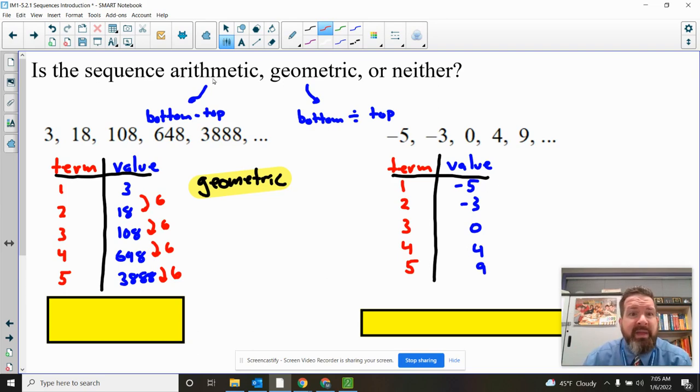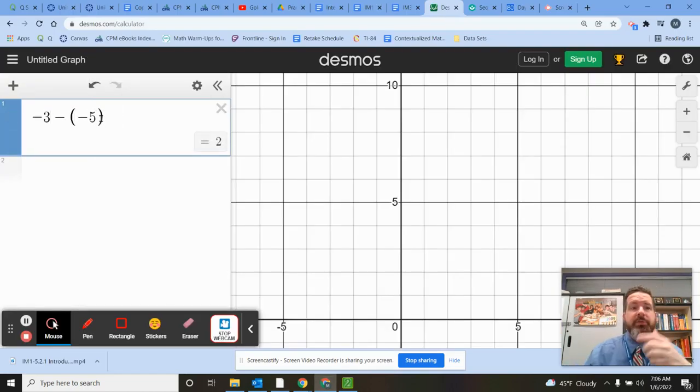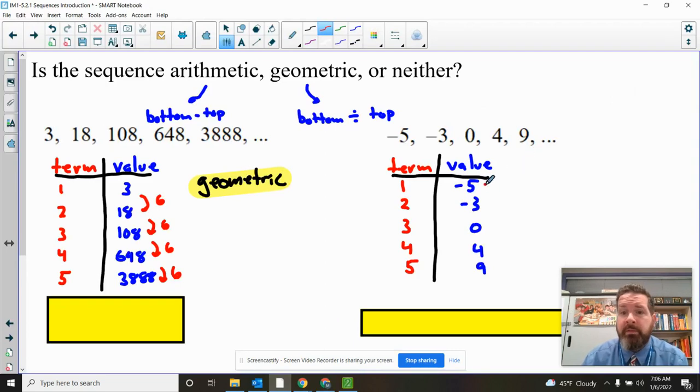All right, checking arithmetic first. Just going to do bottom minus top. So -3 minus -5. So -3 minus -5 is 2. Okay, that makes sense. To go from -5 up to -3, you had to add 2. So we did a plus 2.